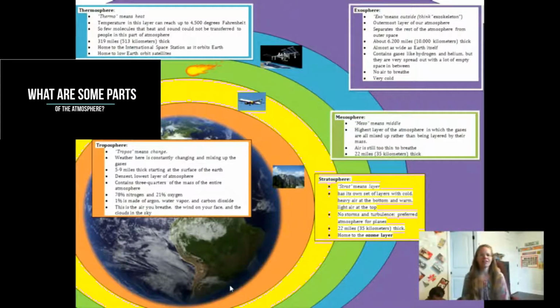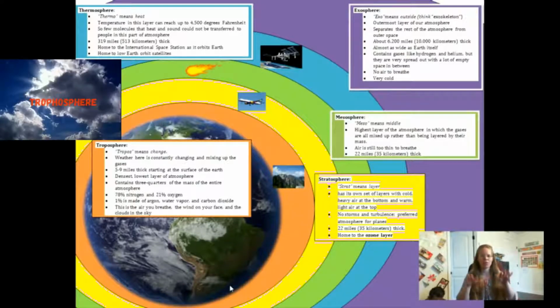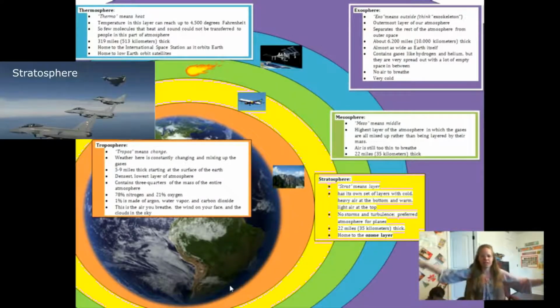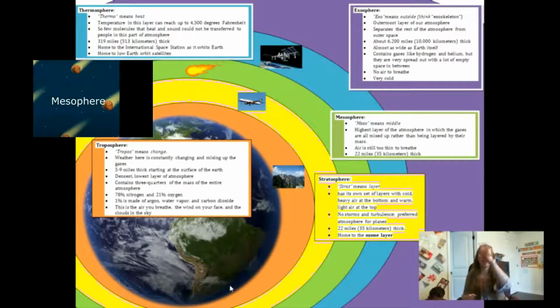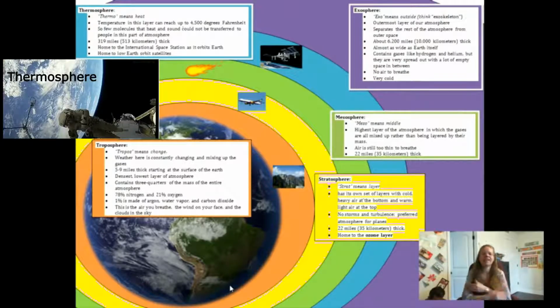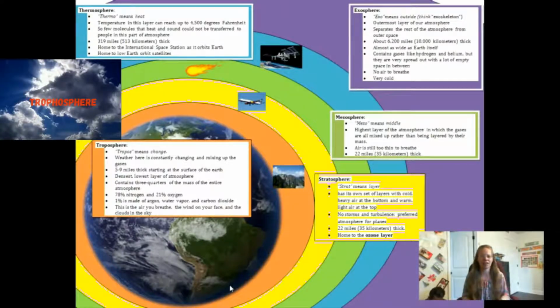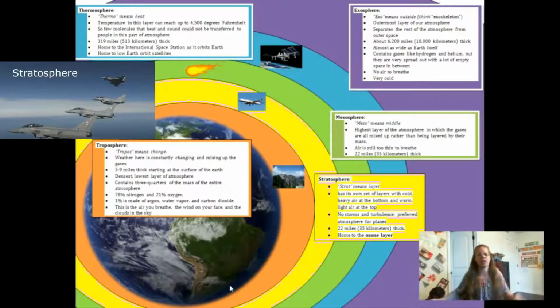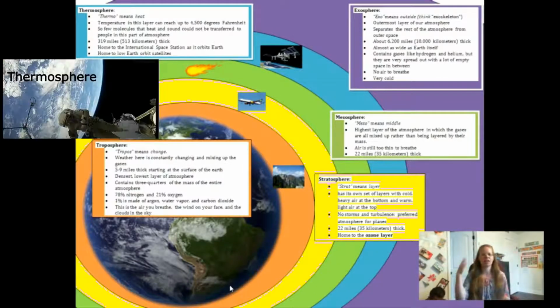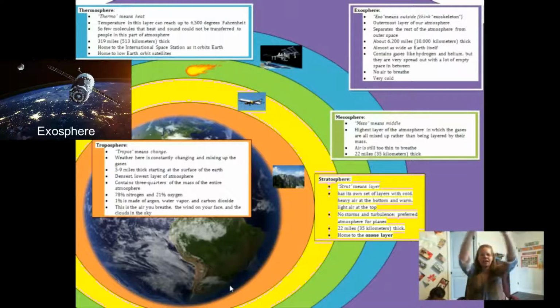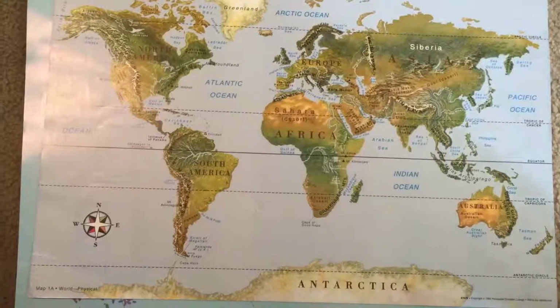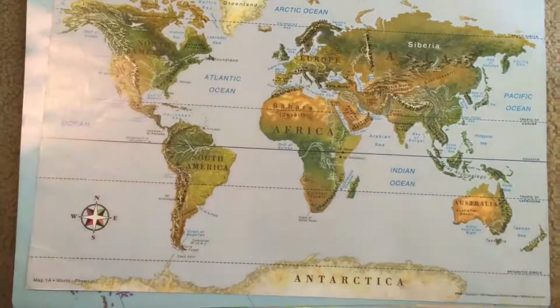What are some parts of the atmosphere? Some parts of the atmosphere are troposphere, stratosphere, mesosphere, thermosphere, exosphere. What are some parts of the atmosphere? Some parts of the atmosphere are troposphere, stratosphere, mesosphere, thermosphere, exosphere.